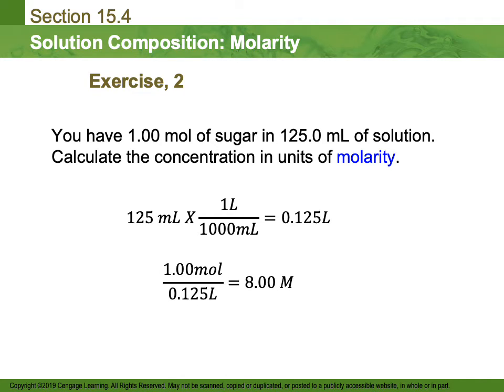If we then take 1.00 mole and divide it by the volume in liters of 0.125, we end up with 8.00 molar. And this is 3 significant figures. Don't worry too much about the sig figs. We are going to be pretty lenient. Make sure to always have at least 3 sig figs, and then you'll be fine.